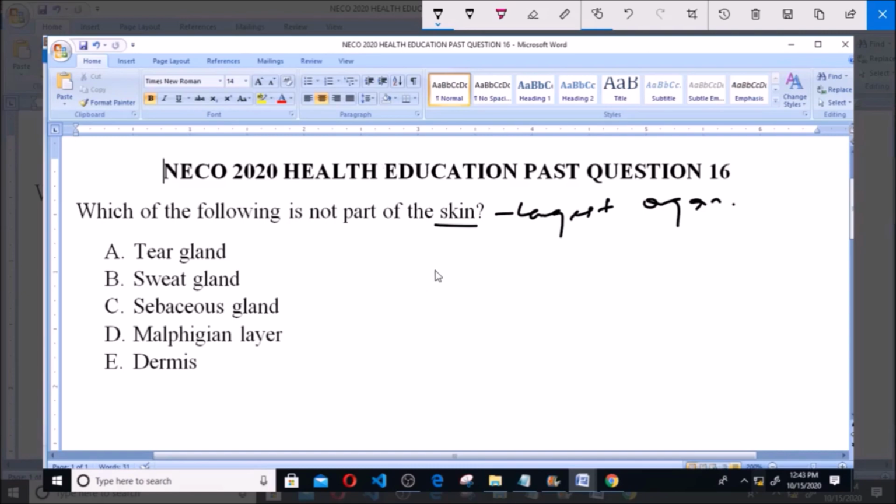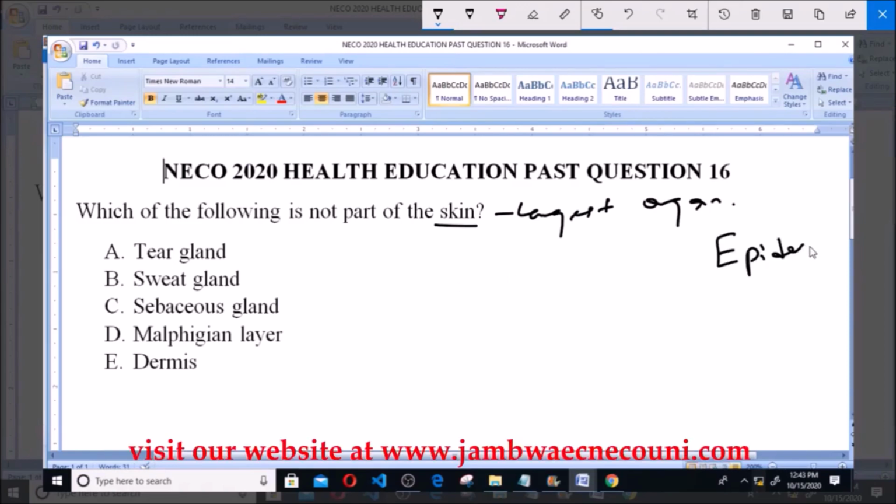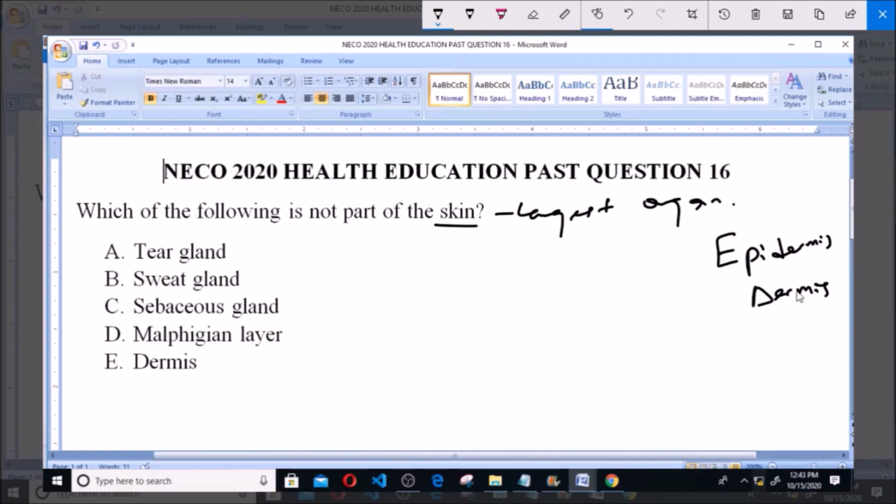Now, this skin is made up of several parts. First of all, the skin is divided into 2 layers, the epidermis and the dermis. These are the 2 layers of the skin. Now, in the epidermis, you also have other components of the skin, and in the dermis, you have other parts of the skin. This epidermis is the upper layer, and the dermis is the inner layer of the skin.